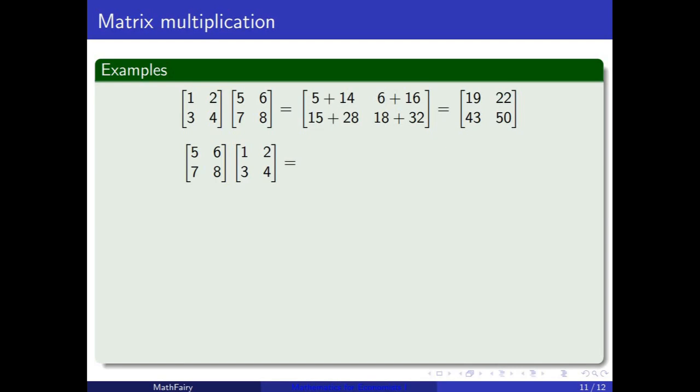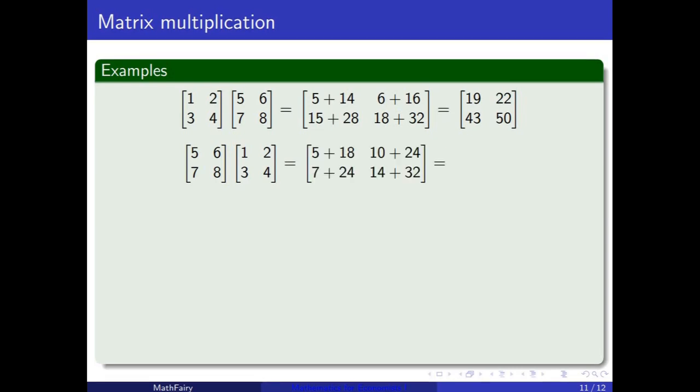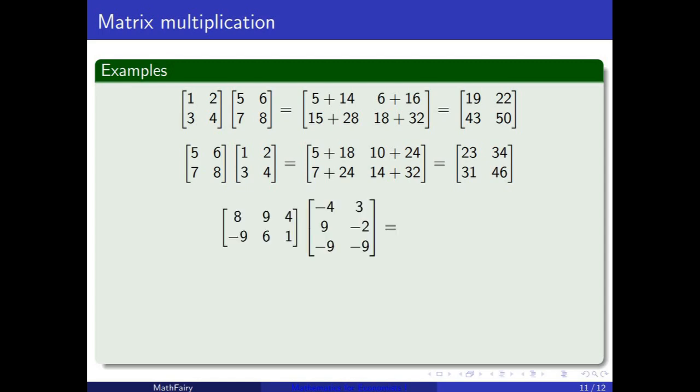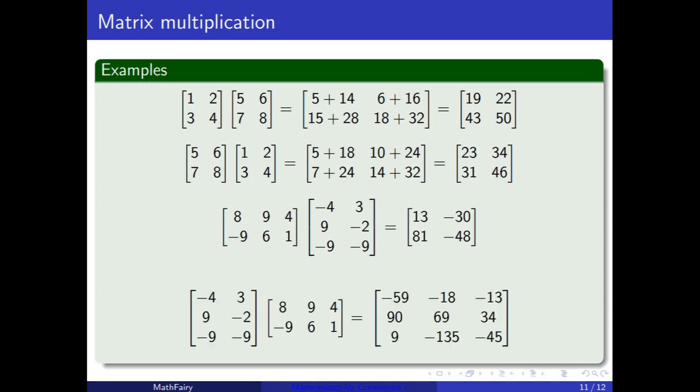Multiplying the two same matrices in the other order together will give us 23, 34, 31, and 46. Notice that this is a different matrix from the previous one. Similarly, it's a good exercise to calculate that this product would be equal to this, and this product would be equal to this. So just set up the appropriate scheme and multiply these together. Again, notice that these are the two same matrices multiplied together, and they are of different shapes. And the products are of different shapes.